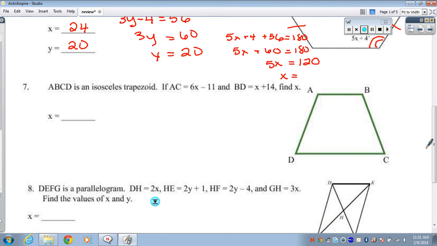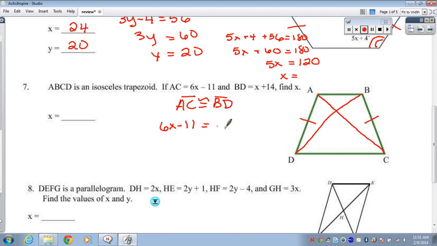The next one, ABCD is an isosceles trapezoid. AC, which is a diagonal, is congruent to BD. In an isosceles trapezoid, the diagonals are congruent. So we know AC is congruent to BD. Therefore, 6x minus 11 equals x plus 14. 5x equals 25, x equals 5.